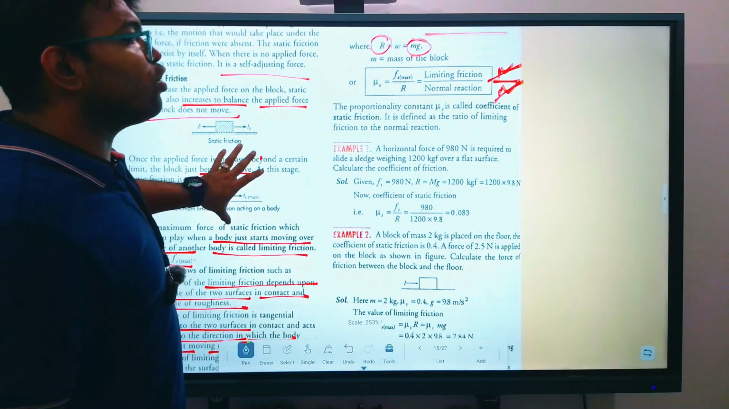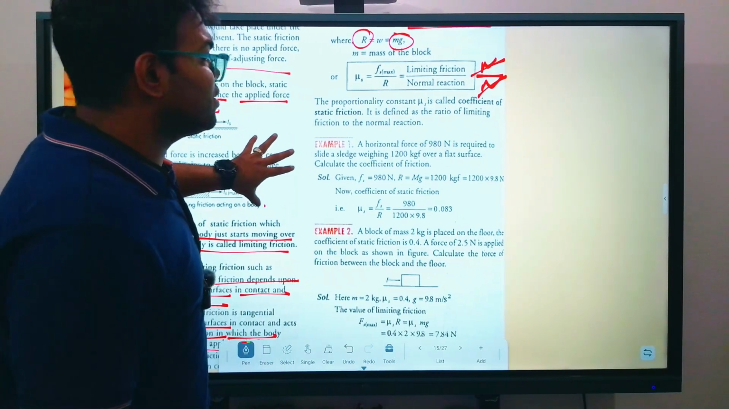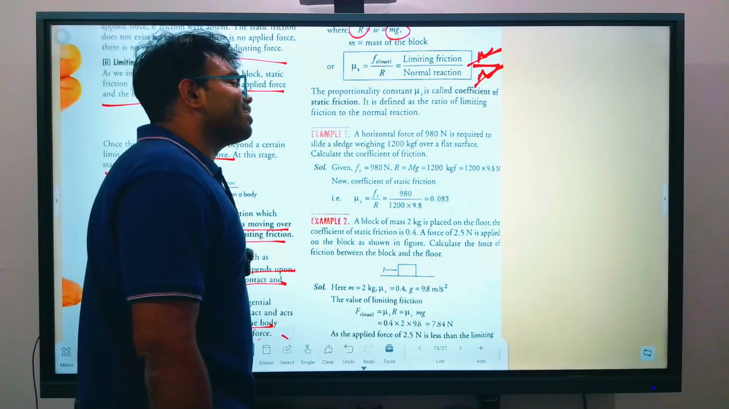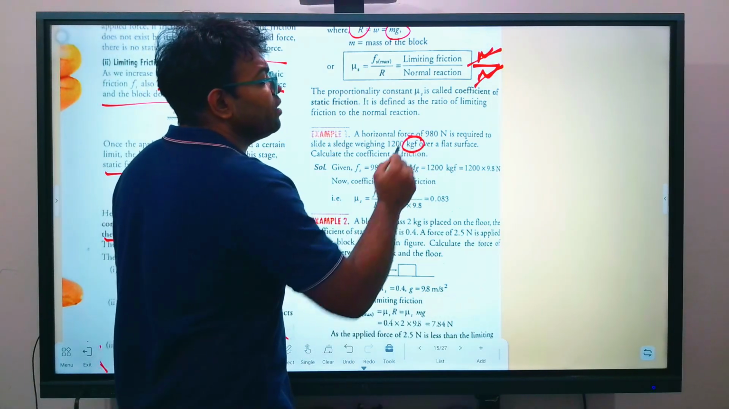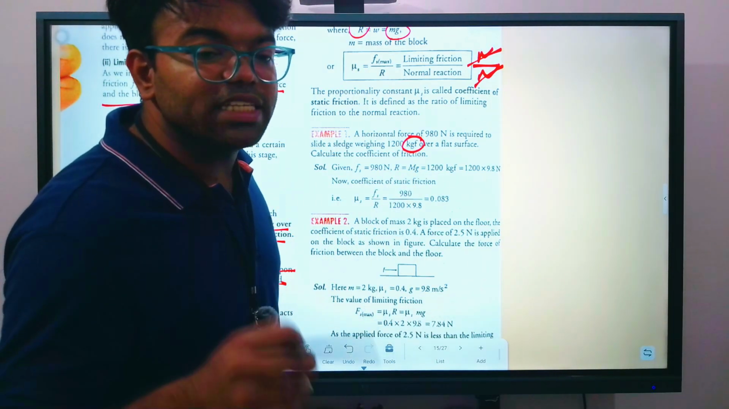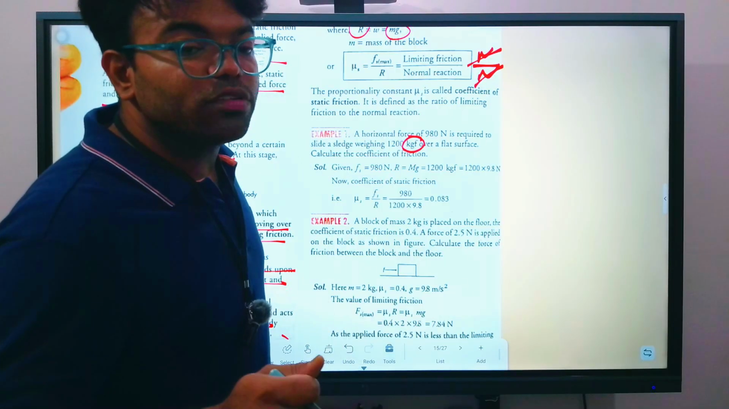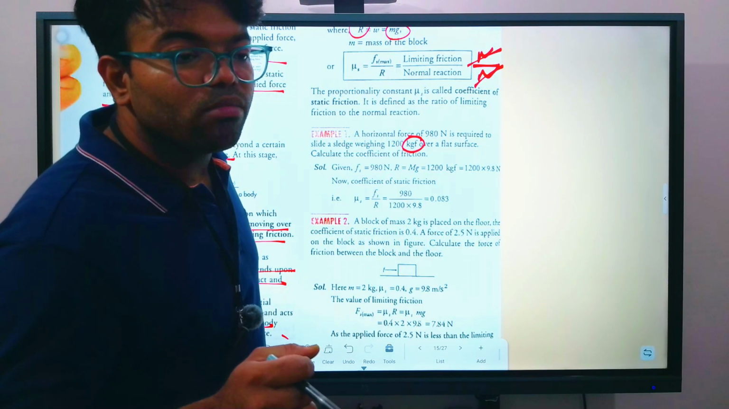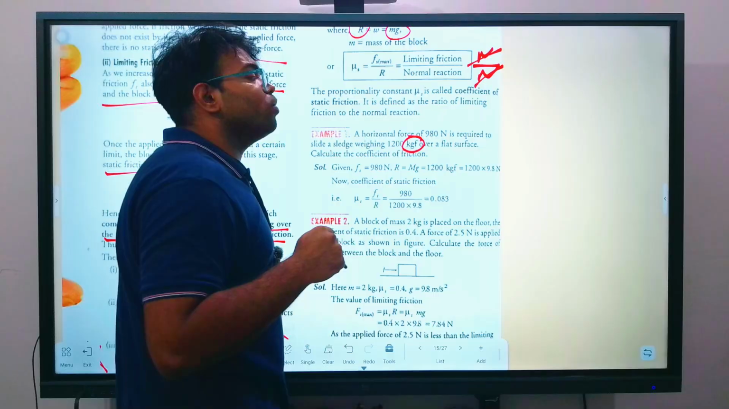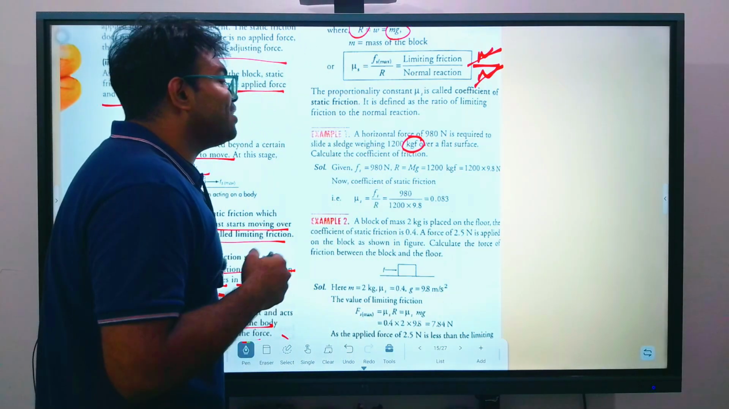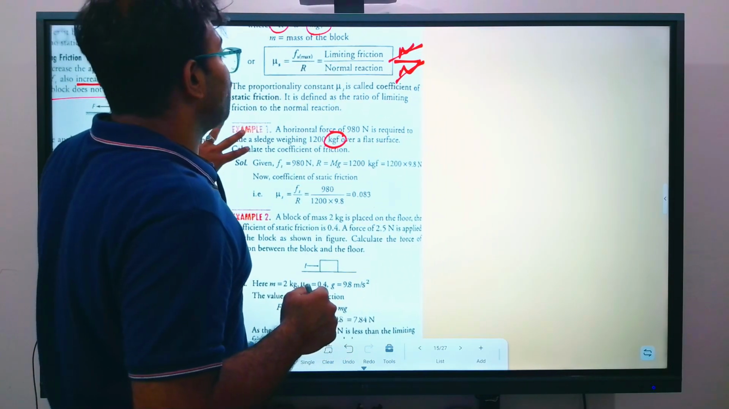Example number one. A horizontal force of 980 newtons is required to slide a sledge weighing 1200 kilogram force. What is kilogram force, Drupad? 1 kg force is how much? 9.8 newtons. So the sledge weighing 1200 kilogram force over a flat surface. Calculate the coefficient of friction. Okay, we have to calculate the coefficient of friction.